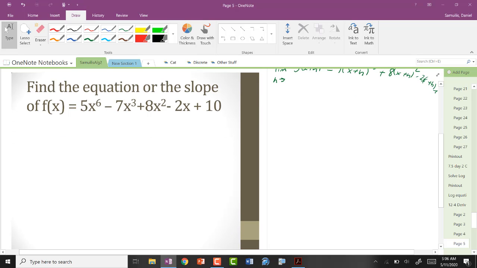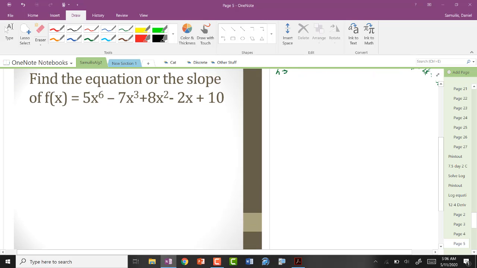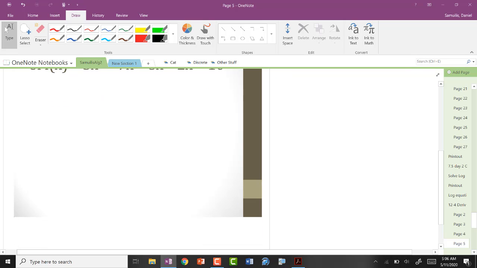But let's go through what the easiest way is to find a derivative, or to find the equation of the slope of this line at any given point.